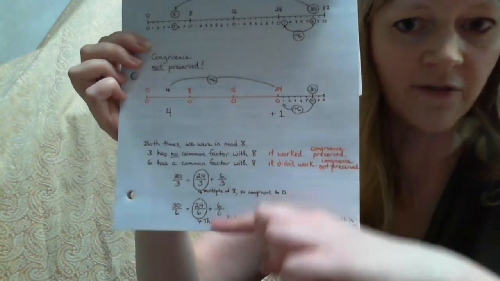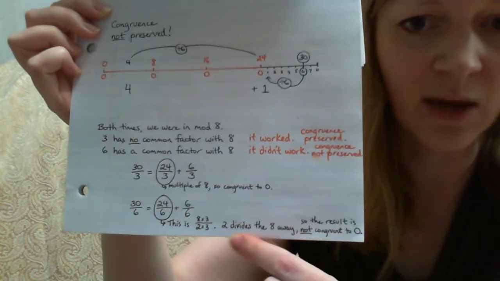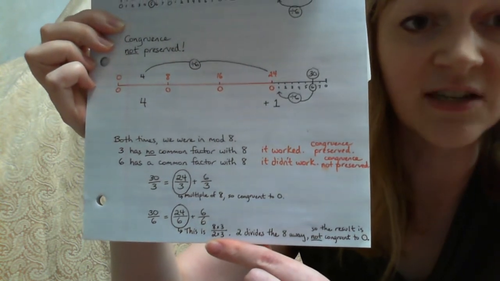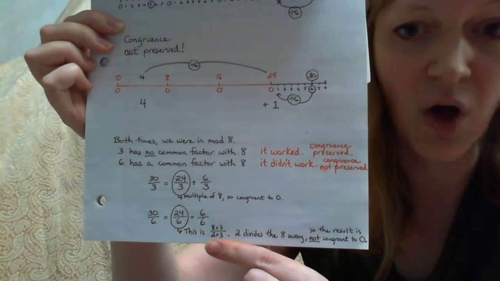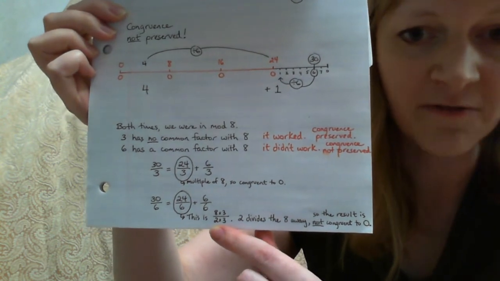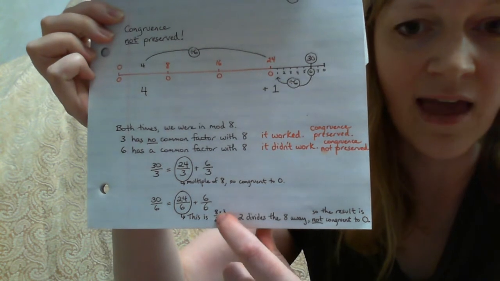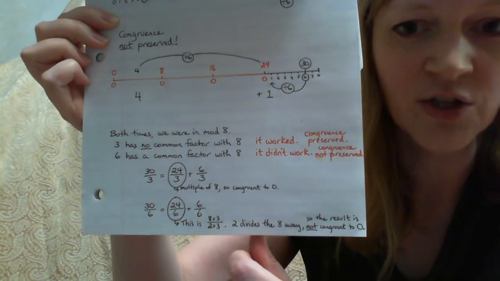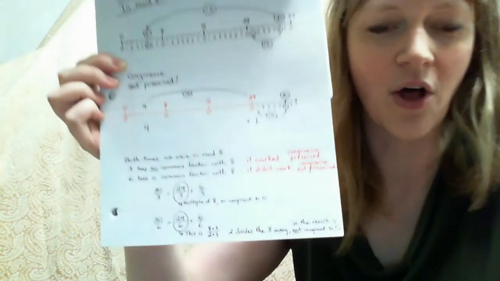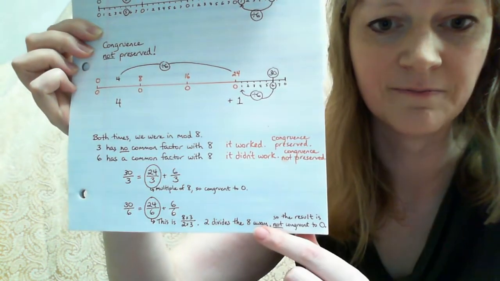So here's all of that rehashed again, and we can see clearly at the bottom here that when the divisor and the mod number have a common factor, then that common factor divides away the mod so that this section is no longer a multiple of the mod.